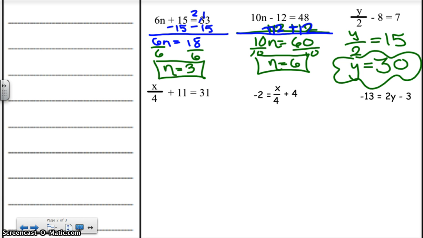x over 4 plus 11 is 31. I know that I'm going to move my 11 first by subtracting it, so I get x over 4 equals 20. Me subtracting 11, multiplying through by 4, x equals 80. And I wouldn't show that in my college paper. I would just show from here to here.